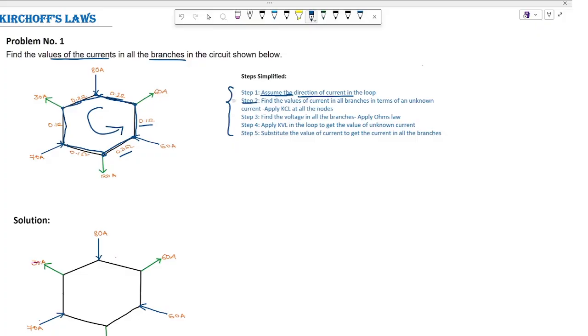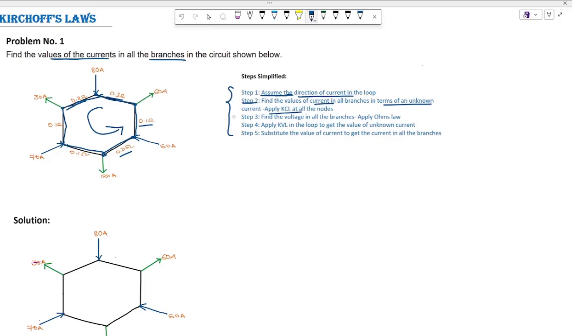Second step is to find the value of currents in all the branches in terms of an unknown current. Since we do not know the value of the currents here, we are considering this loop which is a single loop. So we will be considering a single current in one of the branches, and with that unknown current we will find out the current in all the other branches using KCL.